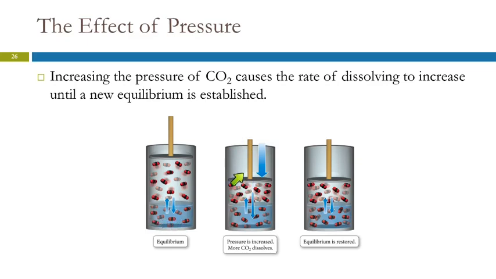If we push down on this piston, we reduce the volume here. When you reduce the volume of a gas, it increases the pressure. Essentially, it's squeezing the molecules closer together, and now they are going to dissolve faster because there's more of them. The rate of non-dissolving will stay the same. Eventually, equilibrium will be restored. But if you increase the pressure of the gas, you increase the solubility.